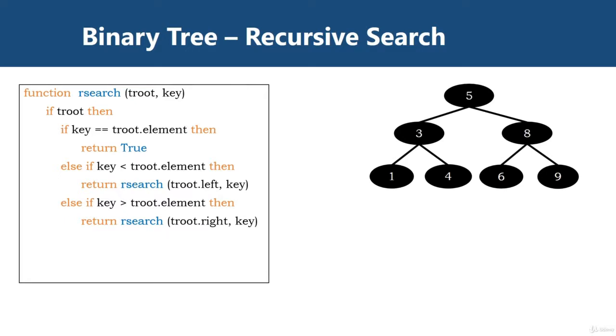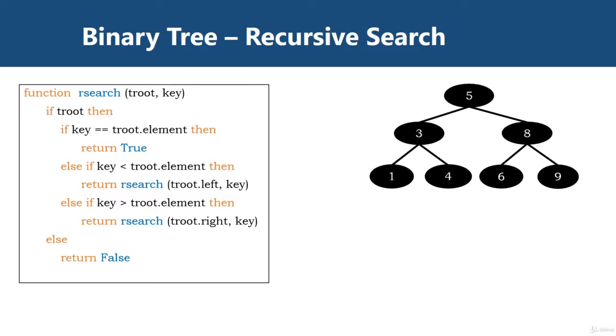Now these recursive calls were made if the reference of troot was pointing to a node. But once the reference reaches the null pointer, that is, the node does not have a left or the right subtree, then we need to return false. That is, the element is not found.